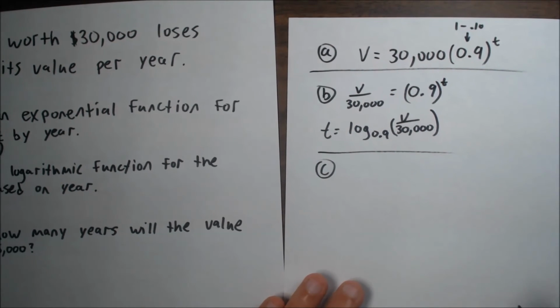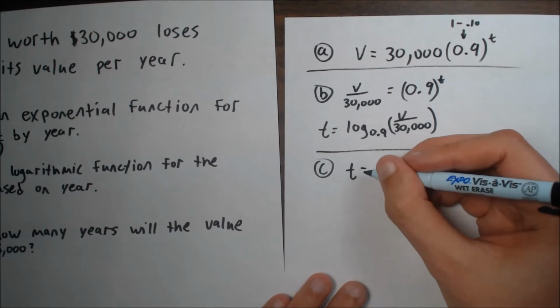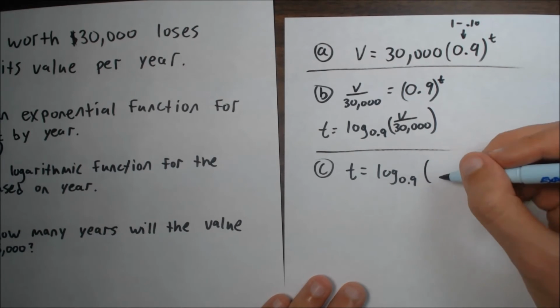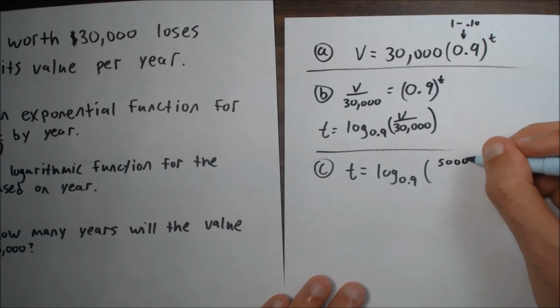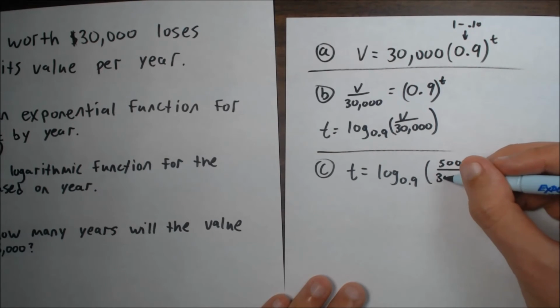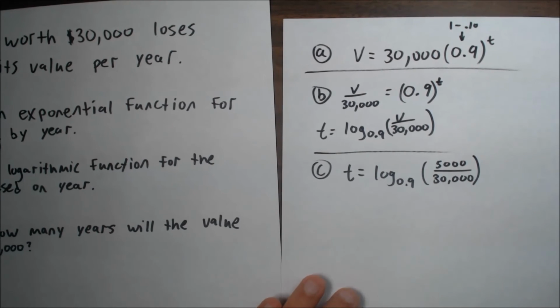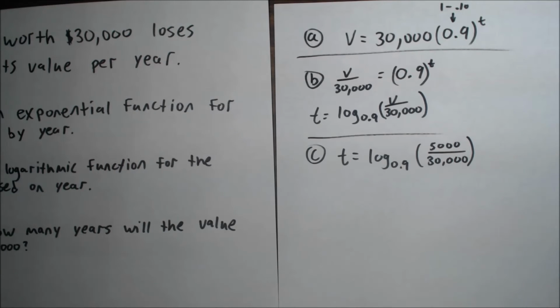Okay, so that takes us to part C. When will it be worth $5,000? Well, I can use my equation. t equals log base 0.9 of 5,000 divided by 30,000. Now you can put as much of this as you want in the calculator, or you can work it out however you would rather do it. I think I would probably just go ahead and put this in the calculator.